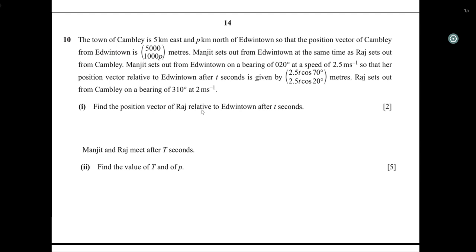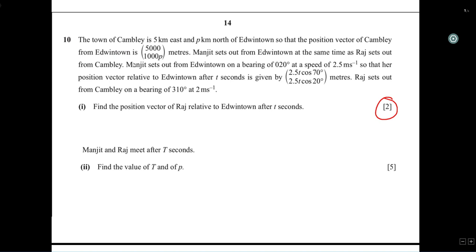So I'm trying to help out with this question. This is a 7-mark question, but I will include a lot of explanation in this video, especially for the first part. You will find out why I need to explain so much for the 2-mark part, because it's so important to understand this kind of question. Alright, let's go into the question.